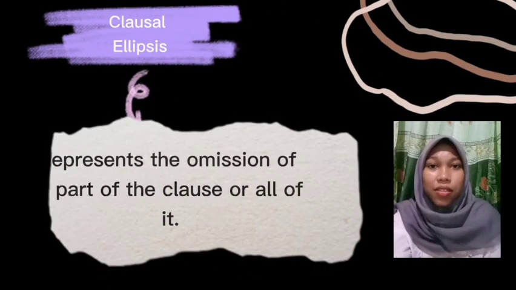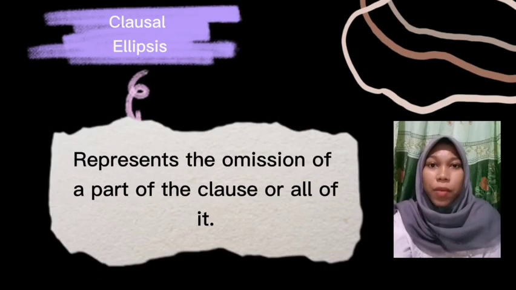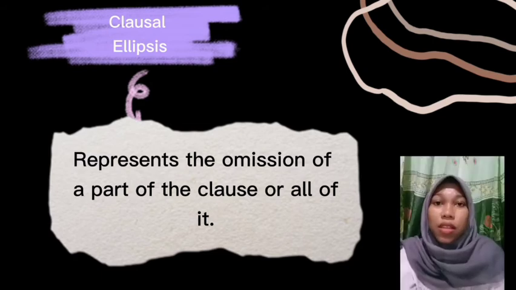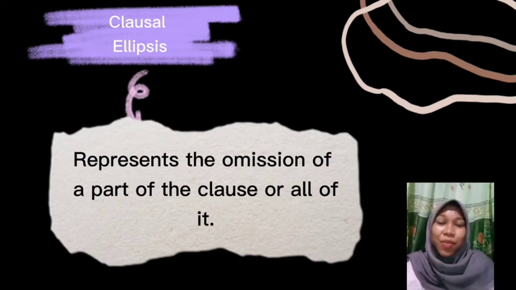I will explain about clausal ellipsis. Clausal ellipsis represents the omission of a part of the clause or all of it. For example, the subject pronoun element is frequently omitted, especially in spoken text. Such ellipsis is often associated with question and response in dialogues. Clausal ellipsis has a two-part structure consisting of modal element and propositional element.